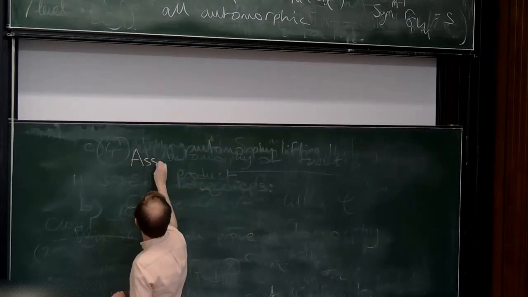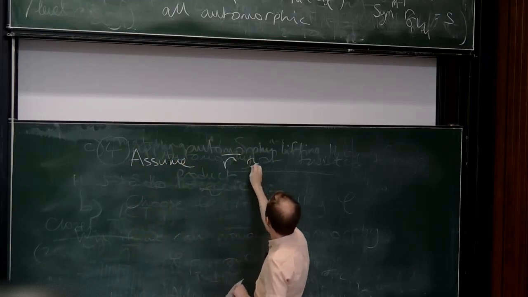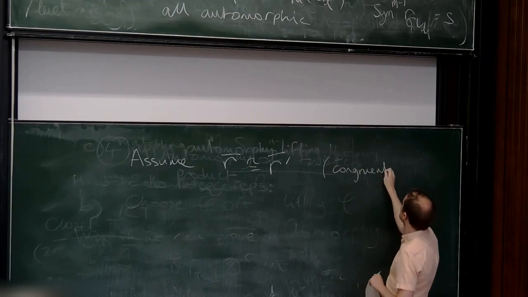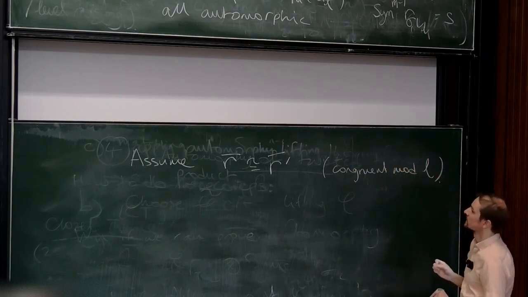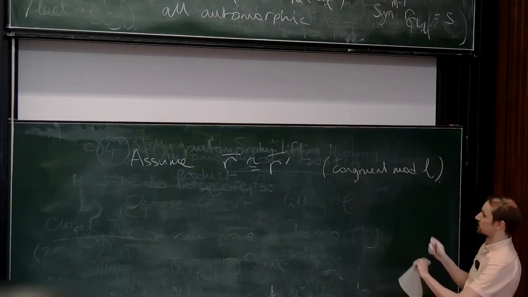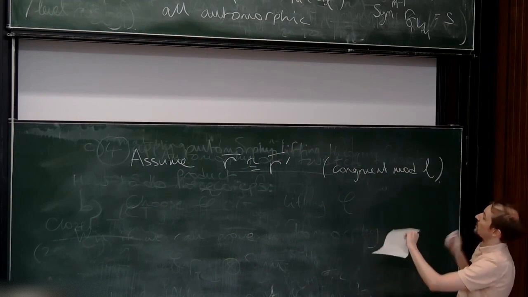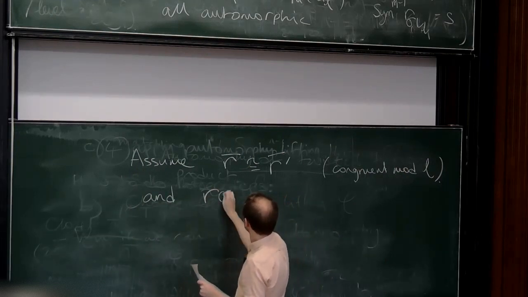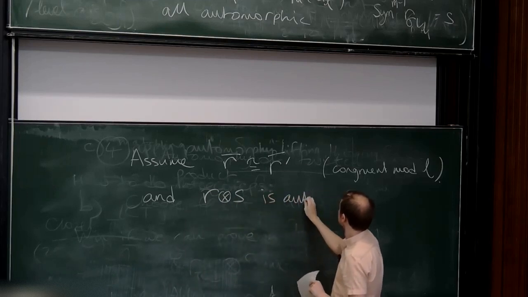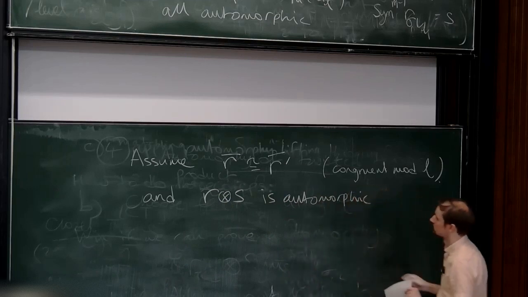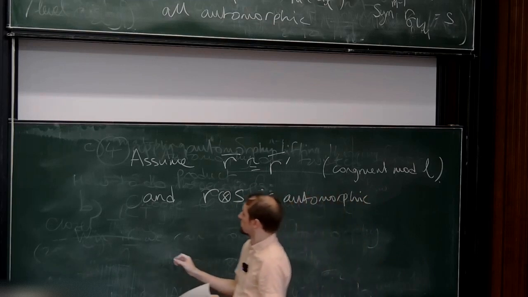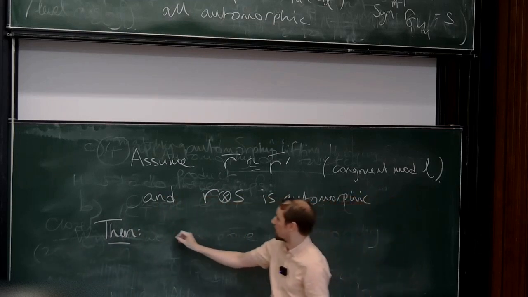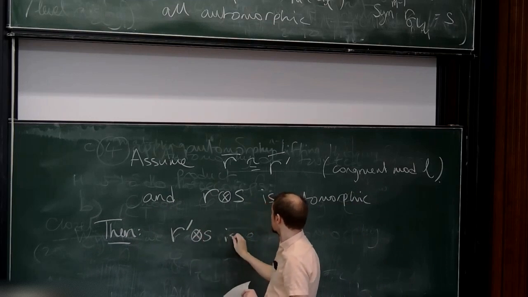And I'm going to assume I have a congruence modulo L between R and R primed. And well, the reason why we call it a functoriality lifting theorem is I'm going to assume that I already have a sort of functorial lift for one of my pairs of representations. So I'm going to assume that R tensored with S is automorphic. Then the conclusion is that the congruent representation is automorphic. So R primed tensored with S is automorphic.